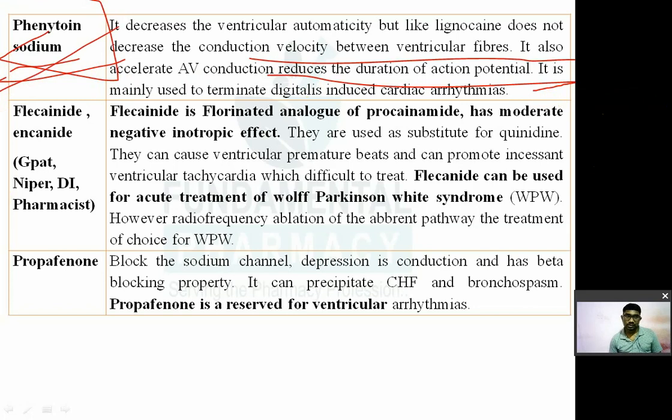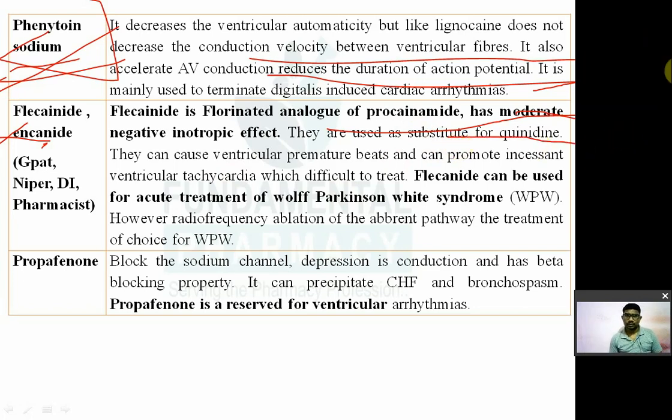Next is flecainide, a class 1C drug. Flecainide is a fluorinated analog of procainamide. Flecainide is the fluorinated derivative of procainamide. Fle means fluorine, canide means procainamide. It has a moderate negative inotropic effect, meaning it will reduce the force of contraction. It is used as a quinidine substitute.